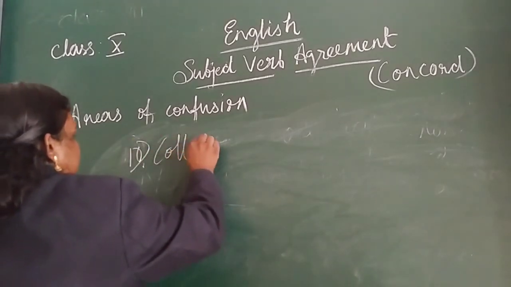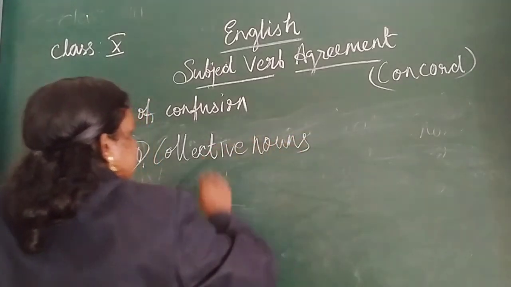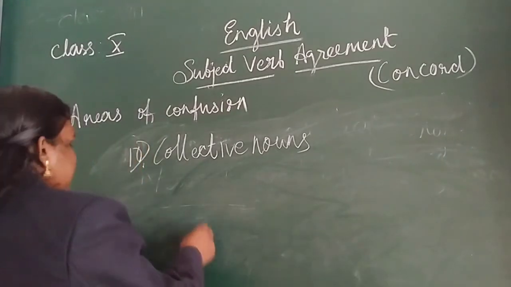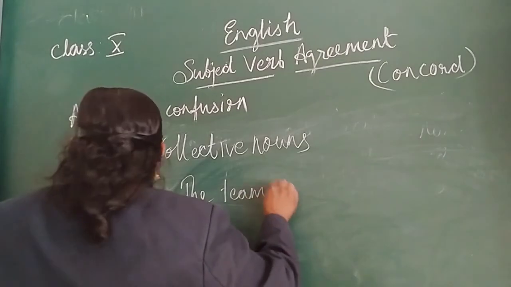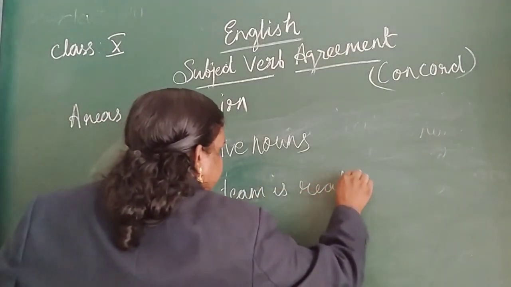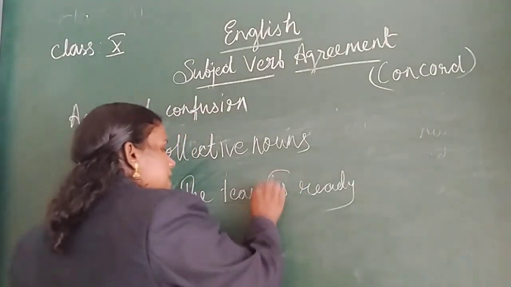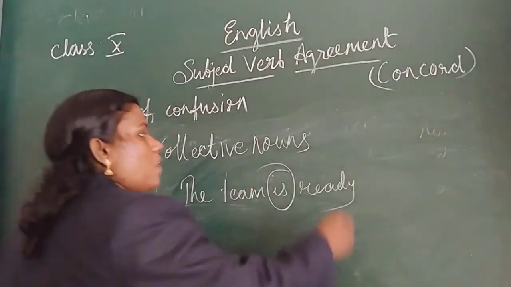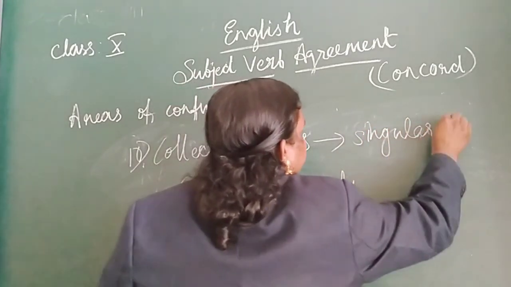Collective nouns always take a singular verb only. For example, the team. The team is ready for the match. Collective noun: the team is ready. Here you see, is is the singular form. So collective nouns always take a singular verb.